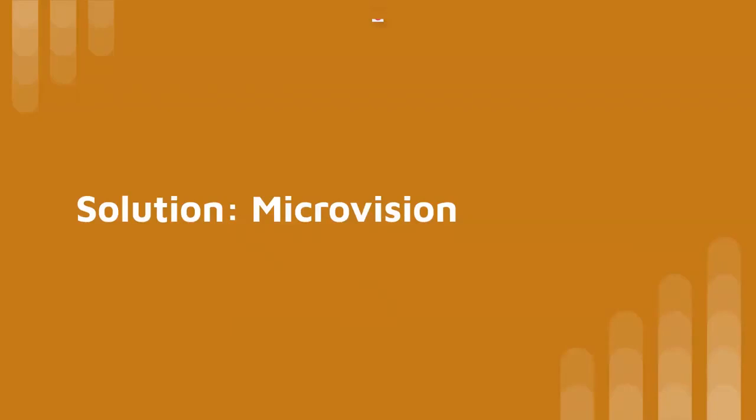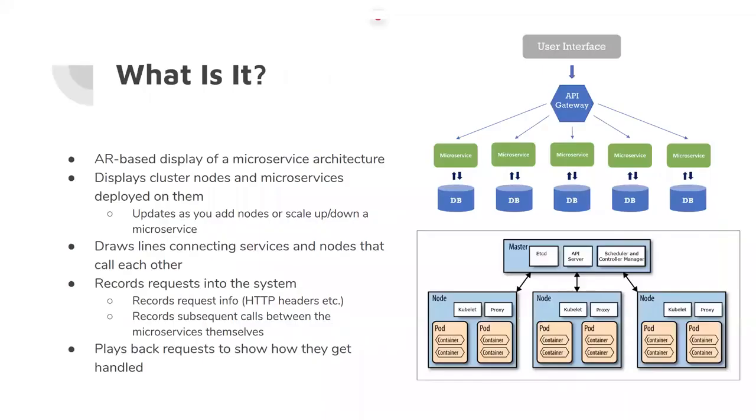So that brings us to our solution for this problem, and it's called Microvision. So this is an augmented reality display of a microservice architecture. If you have some sort of computing cluster that has microservices deployed on it, what this does is give you a view of all of those nodes, an AR view of all those nodes sort of hovering over a table that you define as your space. And then it shows the specific instances of microservices that are deployed on each of those nodes.